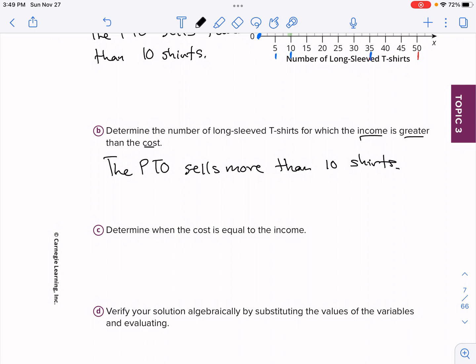All right, and determine when the cost is equal to the income for C. The cost is equal to the income when the PTO sells exactly 10 shirts.